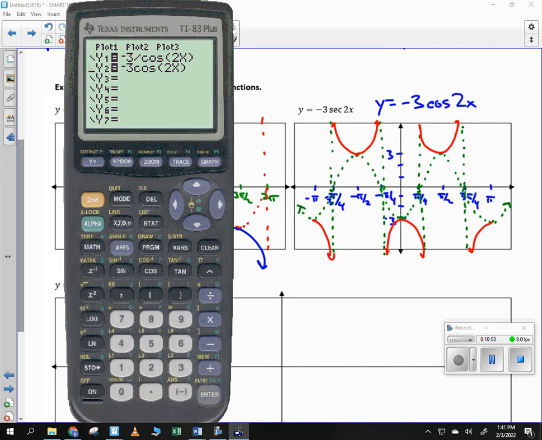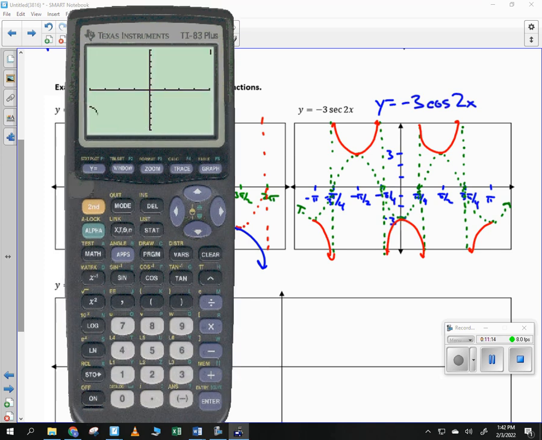And there I have a dashed line. I'll go into my window, x min. We're going to go -pi. Max, we're going to go positive pi. Every tick mark is pi over 4. And my y minimum, we're going to go -7 on that and positive 7. And I'm going to graph it.